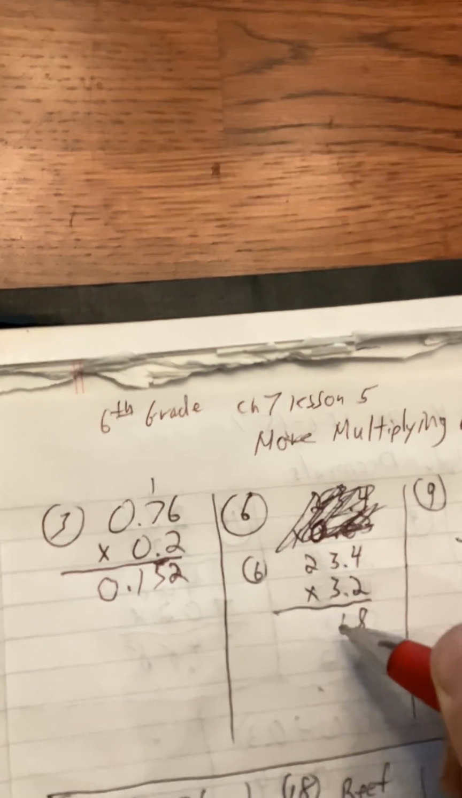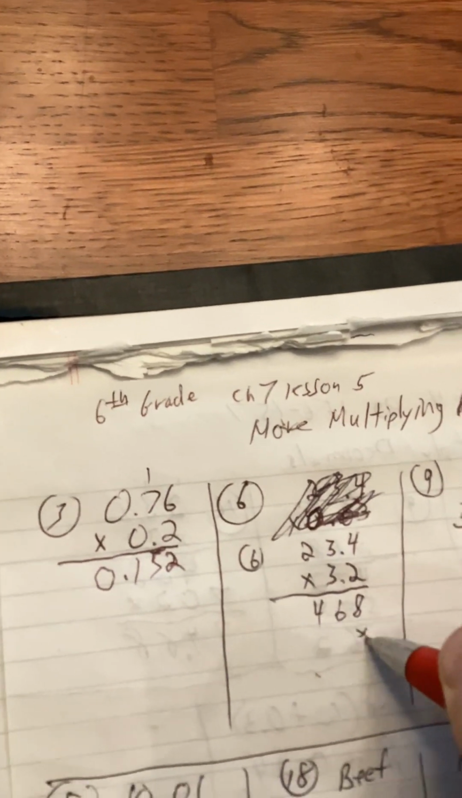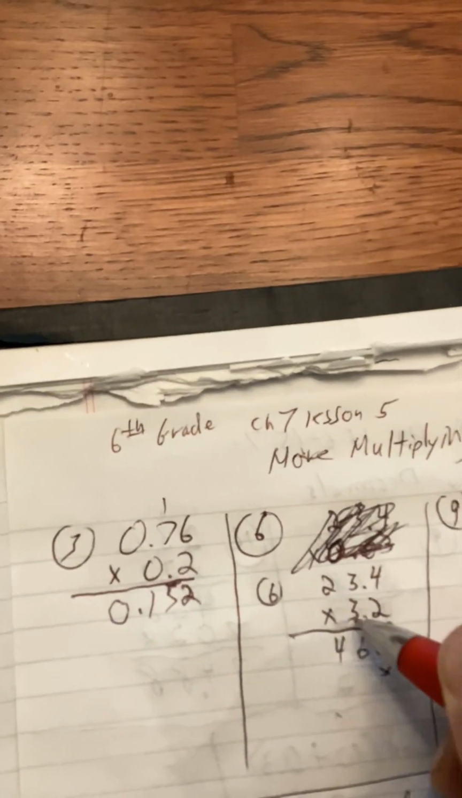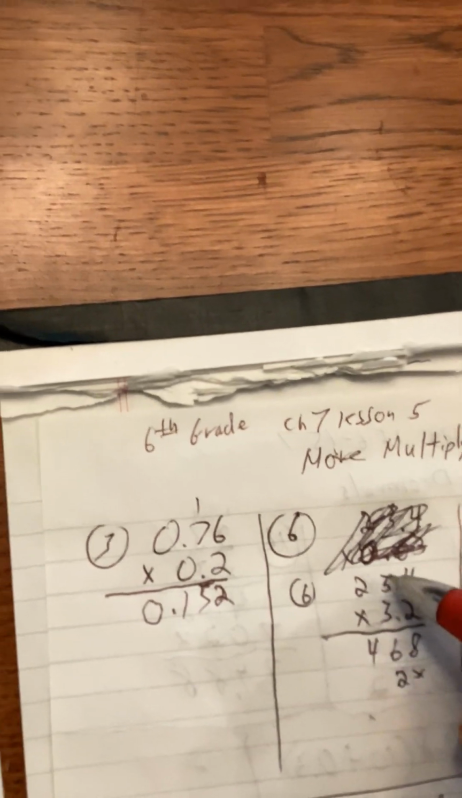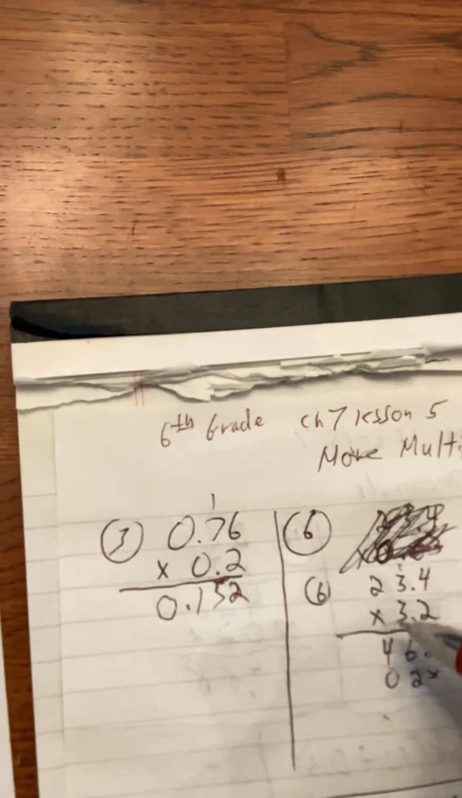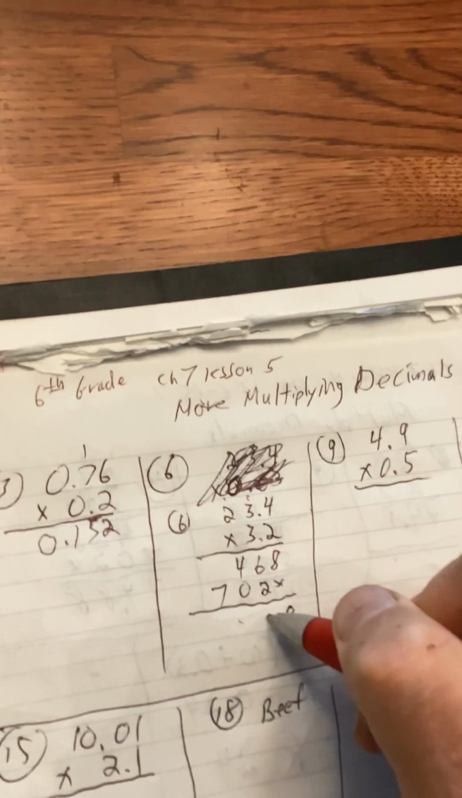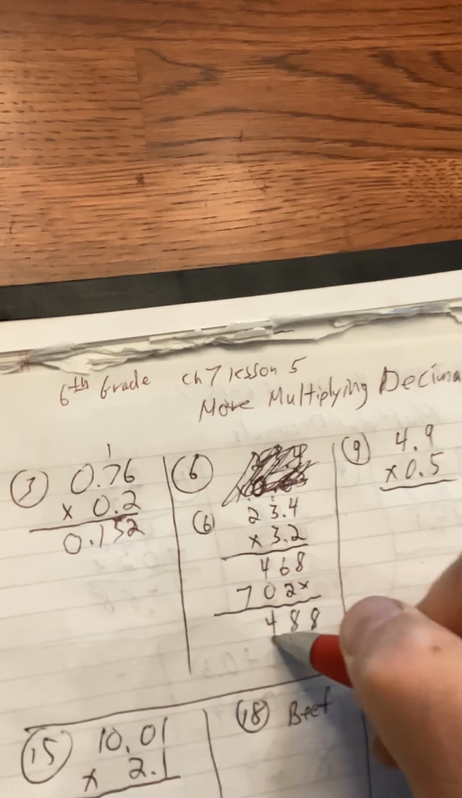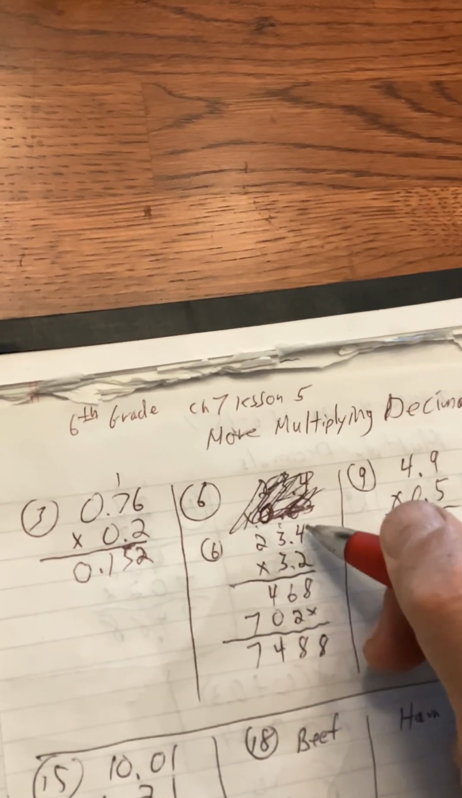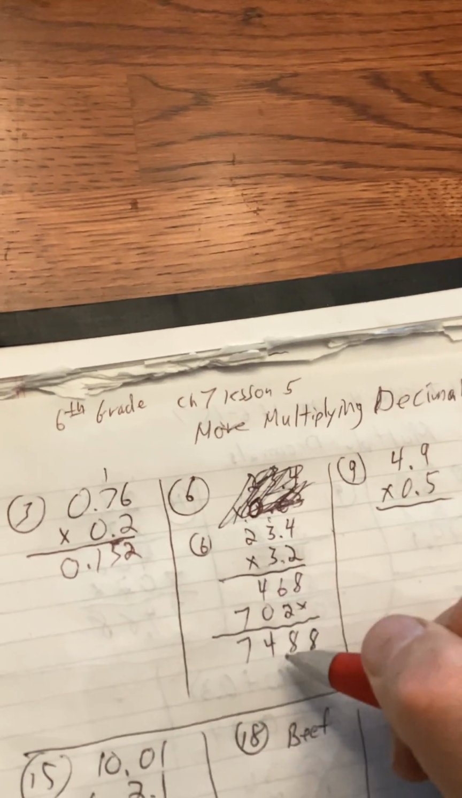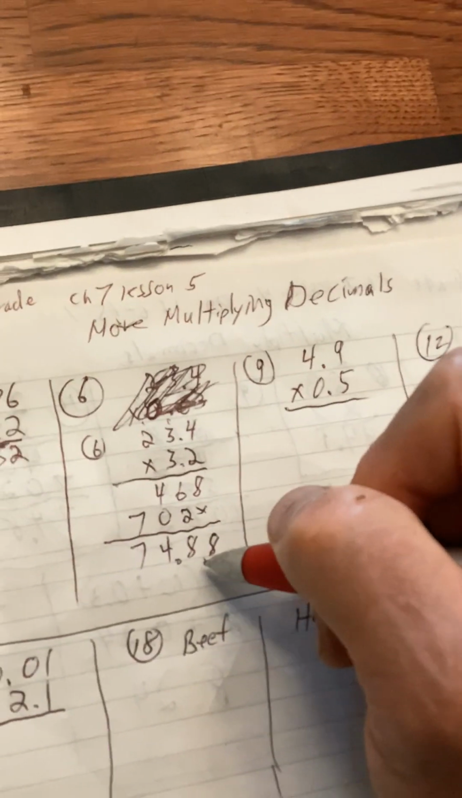8, 6, 4. I like doing an X rather than a 0. And then 12. 9 plus 1 is 10. 6 plus 1 is 7. And you add. And there's 2 numbers to the right of the decimals in the problem, so you need 2 numbers to the right of the decimal in your answer.